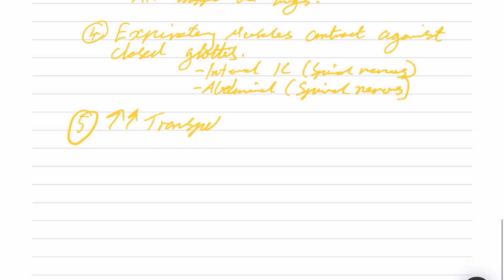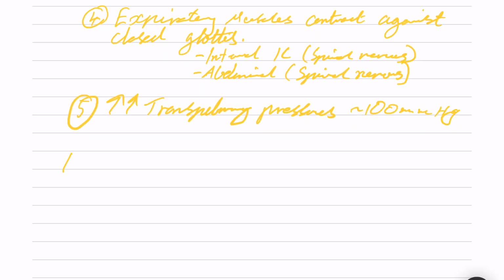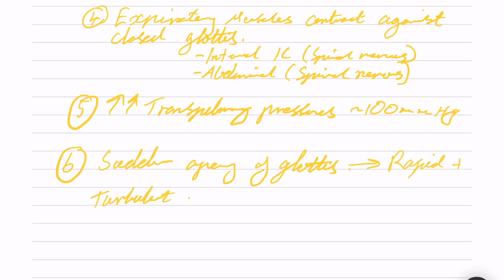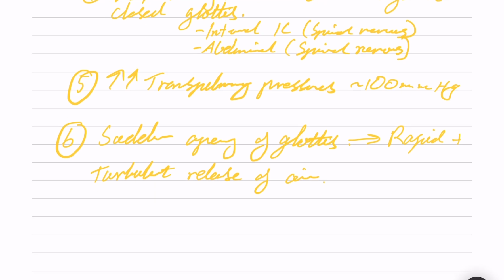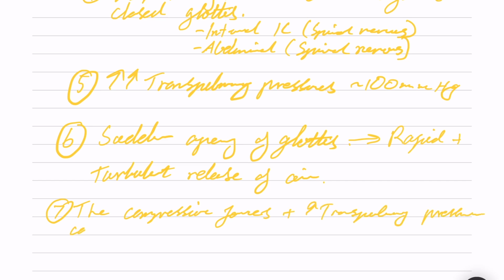And then in step 6, you have sudden opening of the glottis, which leads to rapid and turbulent release of air from the lungs. There's also compression, step 7, of the lower airways, the airways that are non-cartilaginous, and that's because of the increased transpulmonary pressures that are produced and pushed on them, as well as all the turbulent air, and you have areas of negative and higher pressures.